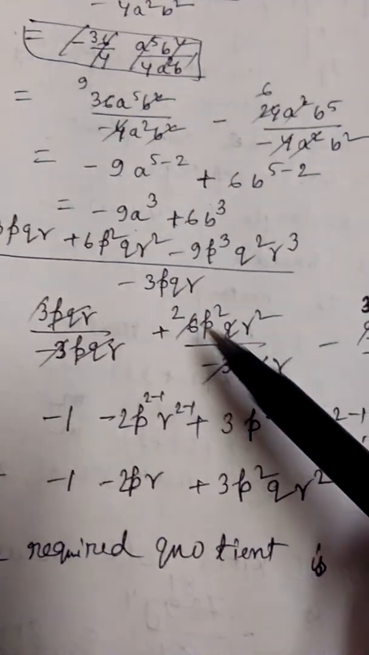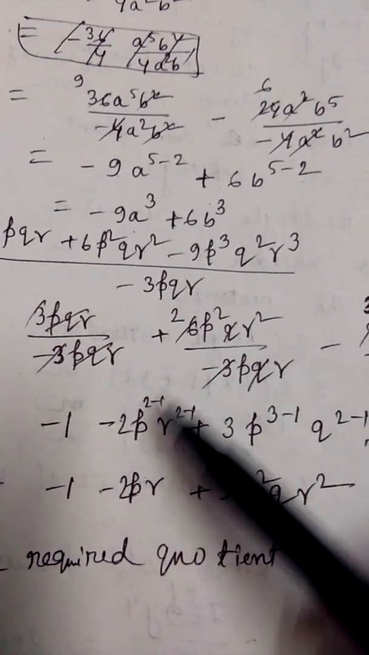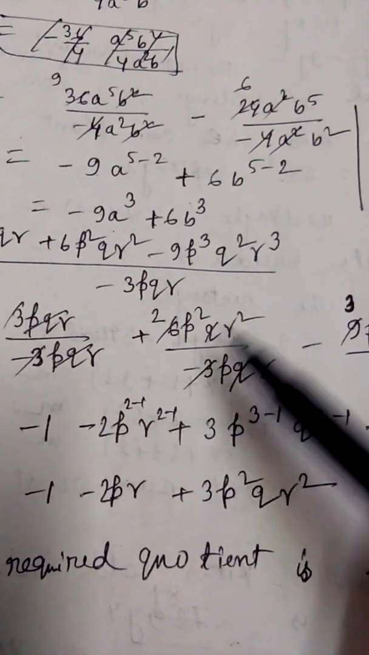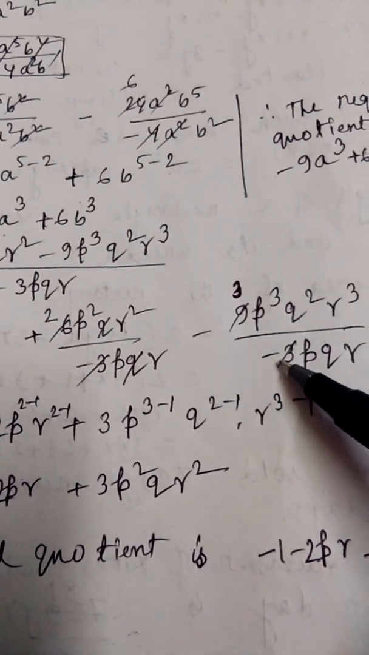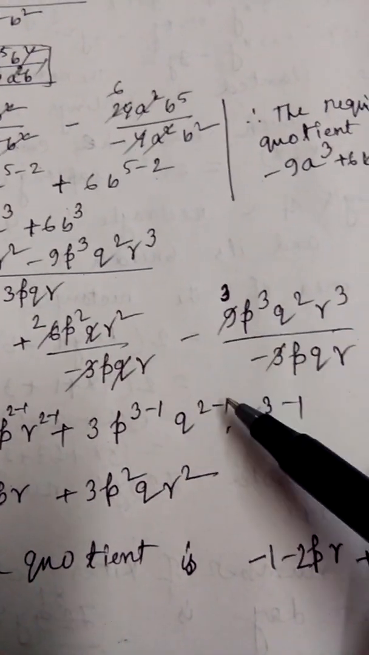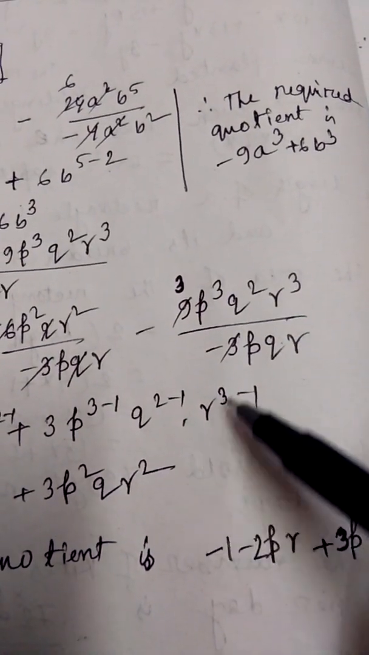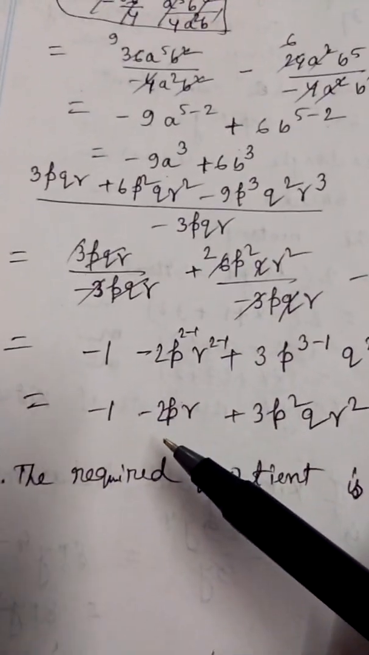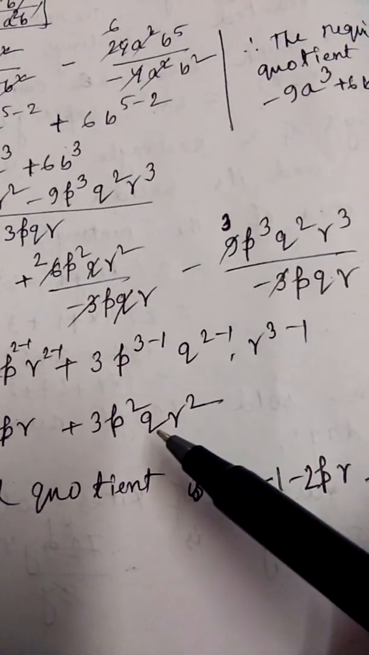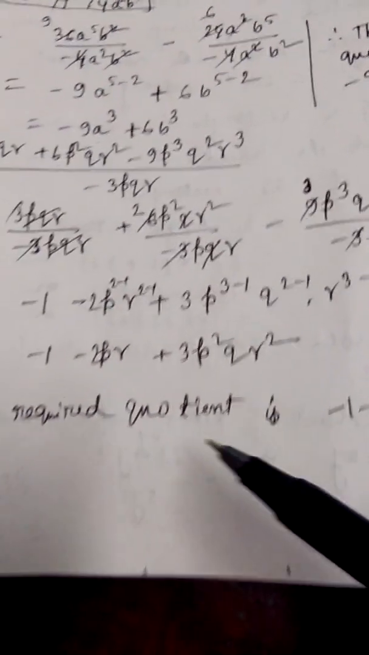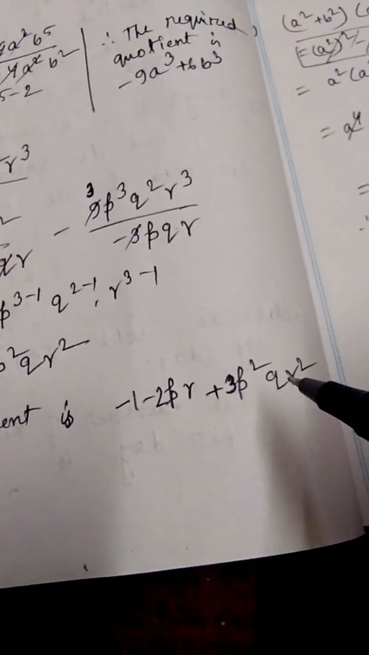Then plus divided by minus is minus, so minus 2 p to the power 2 minus 1 and r to the power 2 minus 1. Then minus divided by minus is plus, so plus 3 into p to the power 3 minus 1, q to the power 2 minus 1, r to the power 3 minus 1, equal to minus 1 minus 2pr plus 3p square q r square. Therefore, the required quotient is minus 1 minus 2pr plus 3p square q r square.